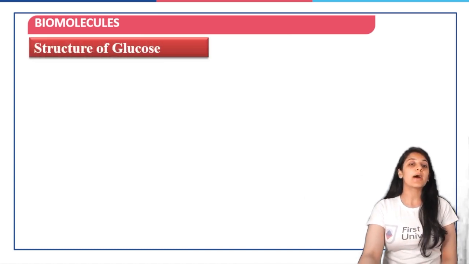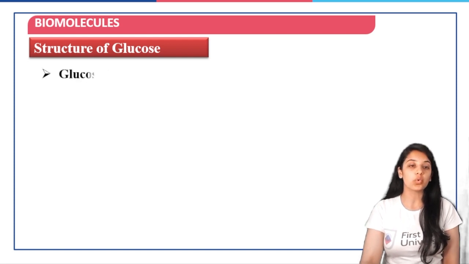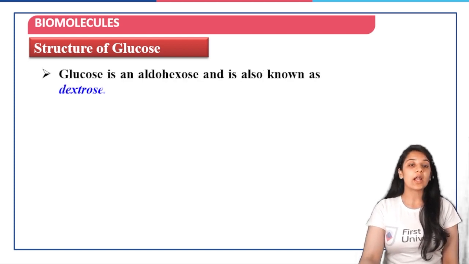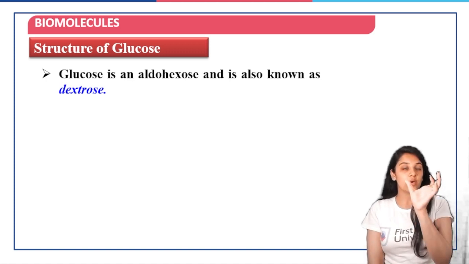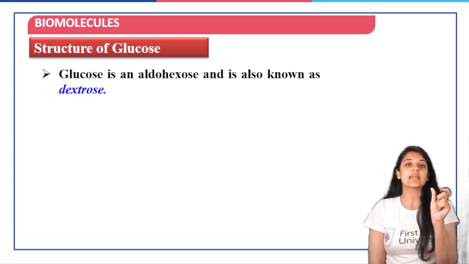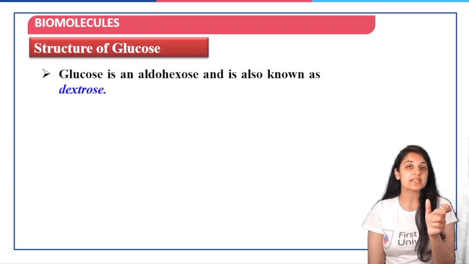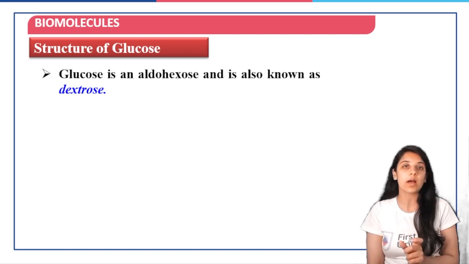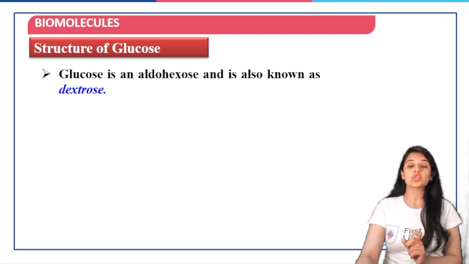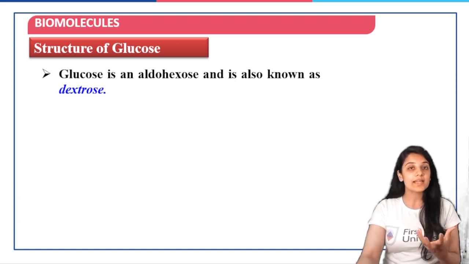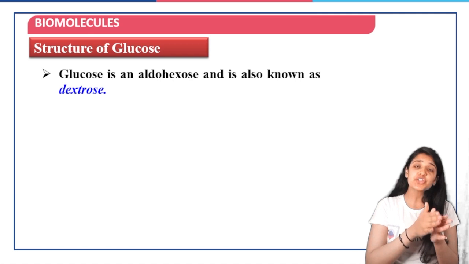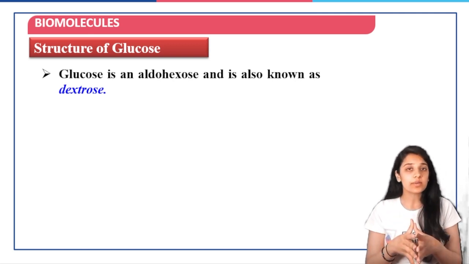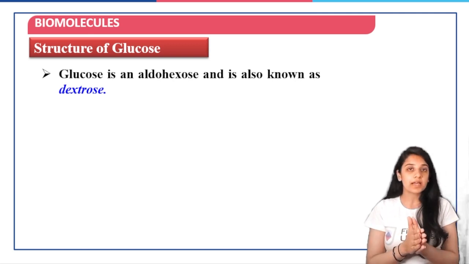Now, when we talk about the structure of glucose, glucose is an aldohexose. Now, what do we get from aldohexose? Aldo means there is an aldehyde functional group present. Hexose means there are 6 carbon atoms present. And it is also known as dextrose. Now, why dextrose? Because it is dextrorotatory in nature. This you will study under stereochemistry, where you will be talking about optical isomerism.